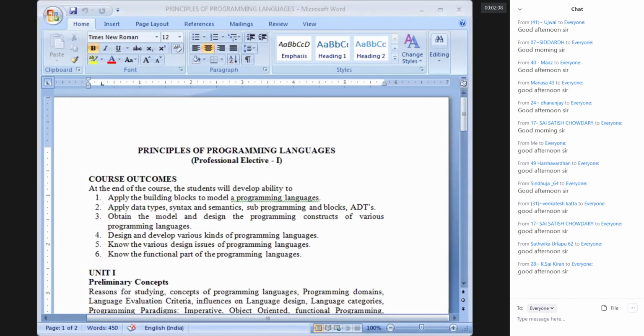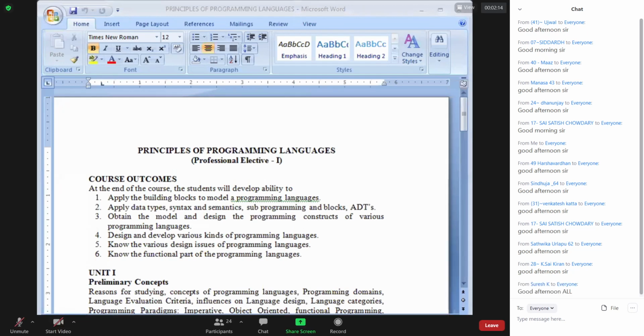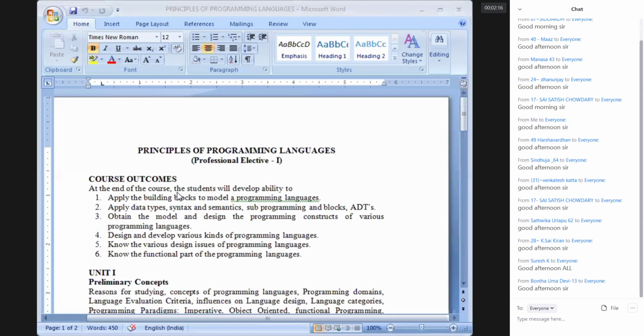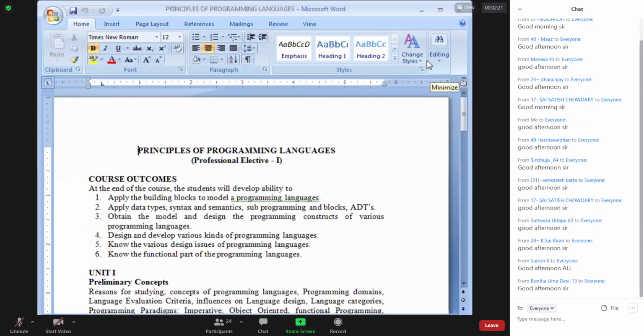Hello. Are you able to see the Word file shared?